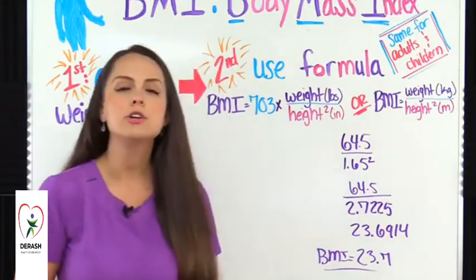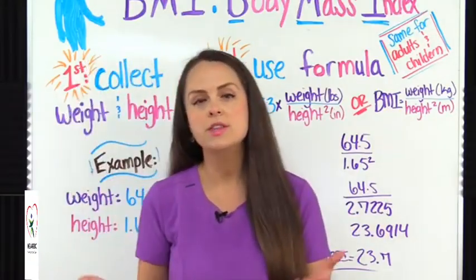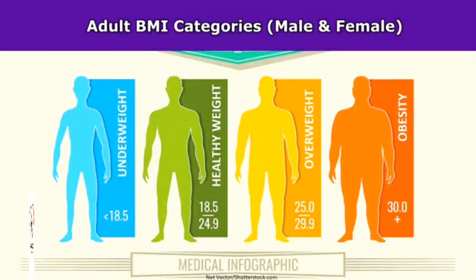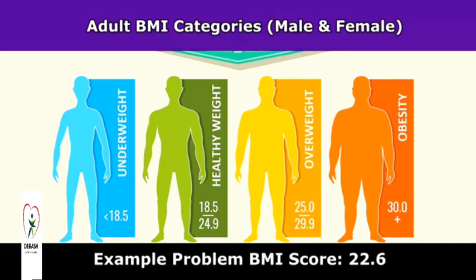Now, how do we interpret these BMI scores that we get? Well, once you have the BMI number, you can see which category the patient fits in per the CDC's guidelines. And these are the same for both adult females and males. Therefore, in our first example that we worked, our patient's BMI was 22.6, which falls into a healthy weight category.